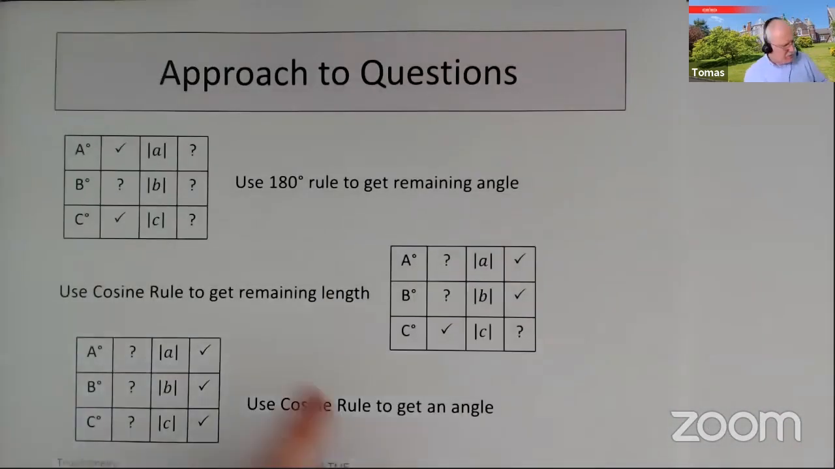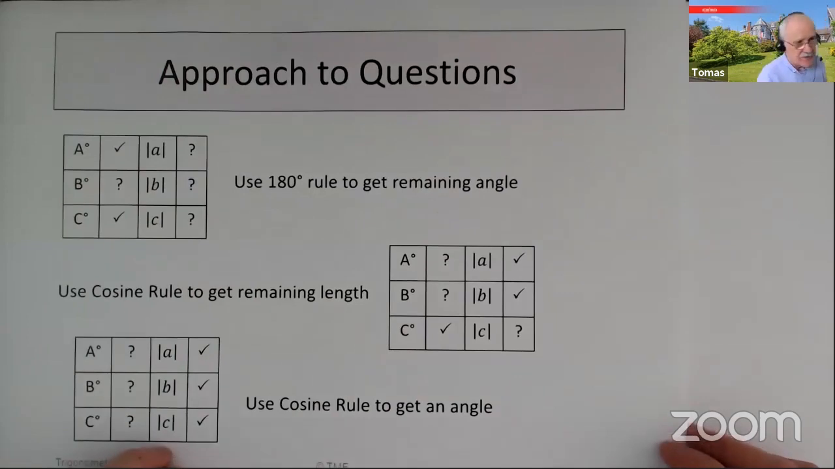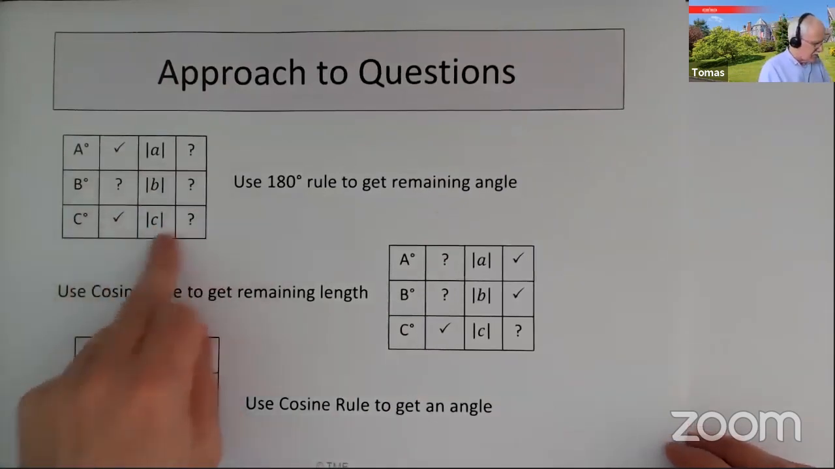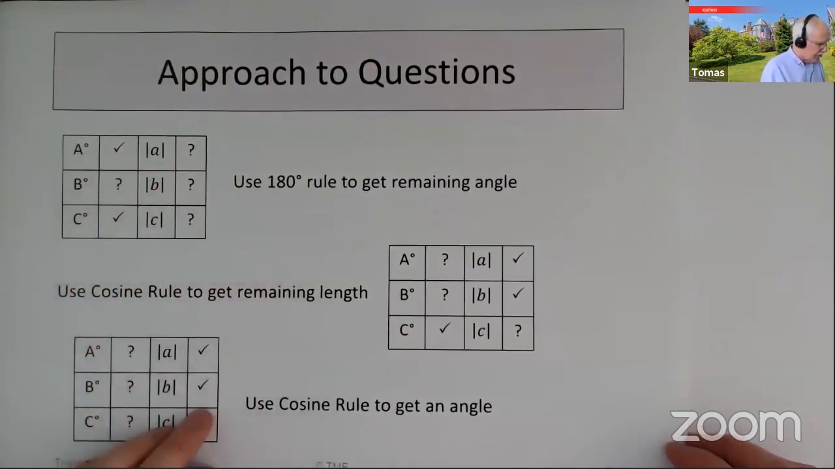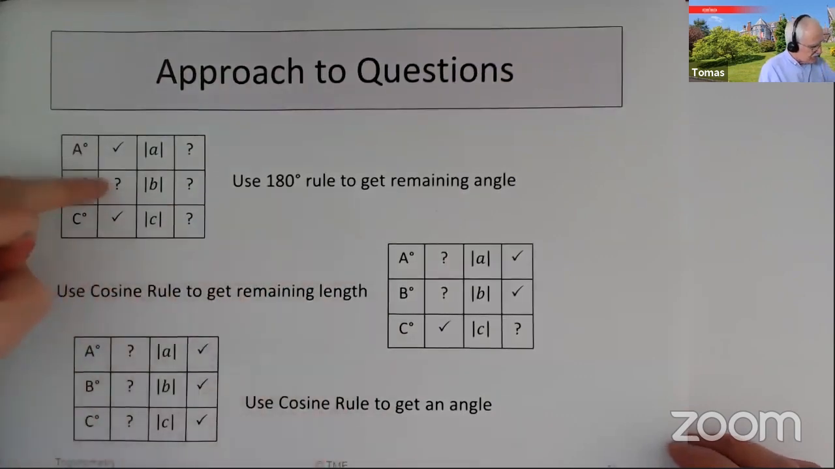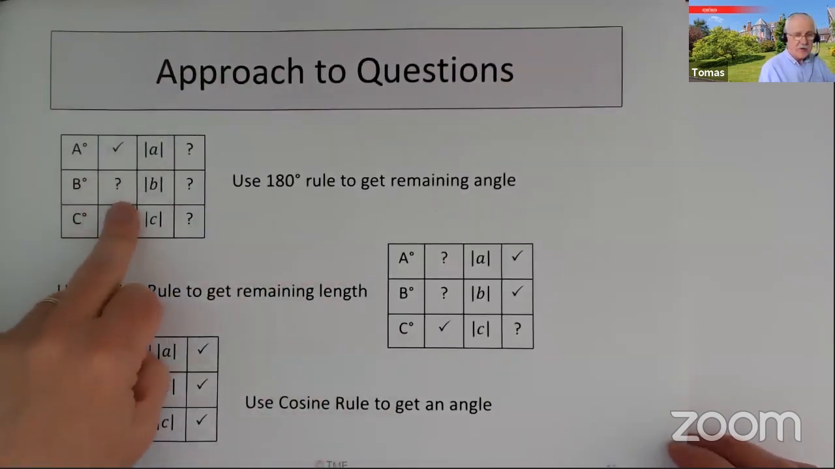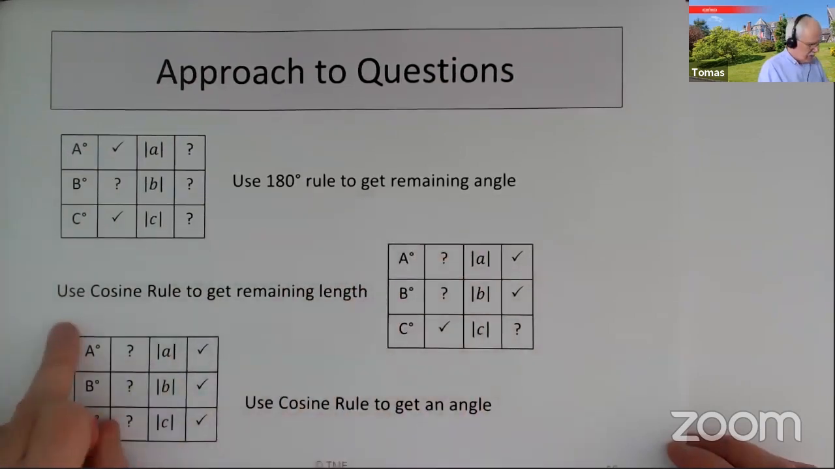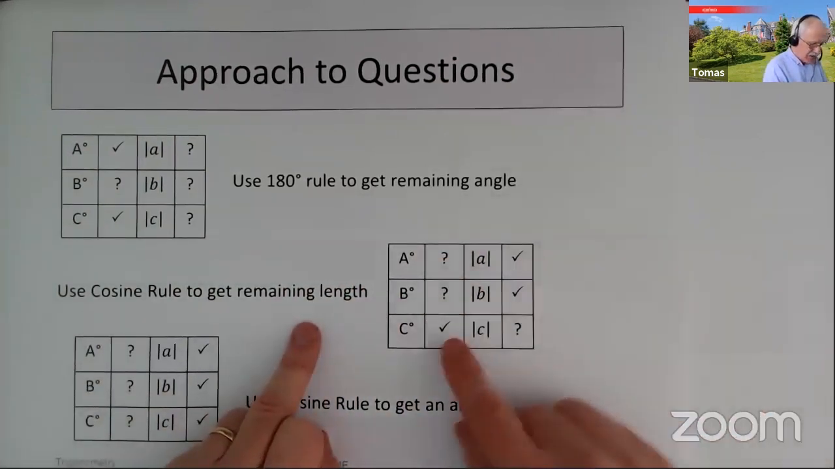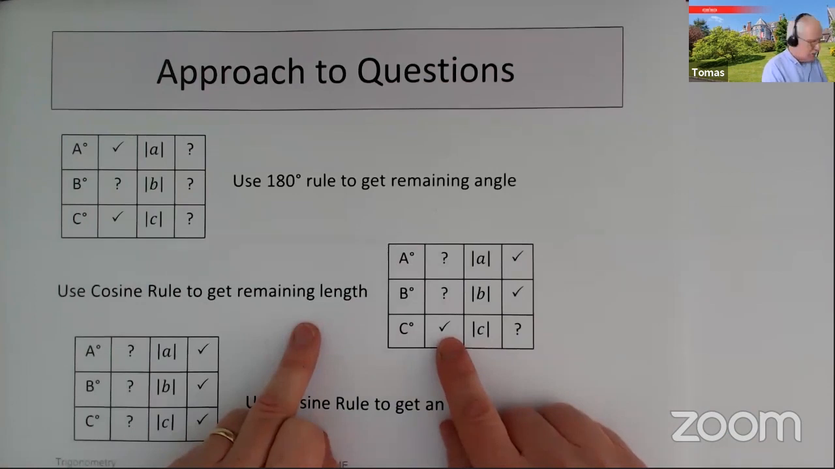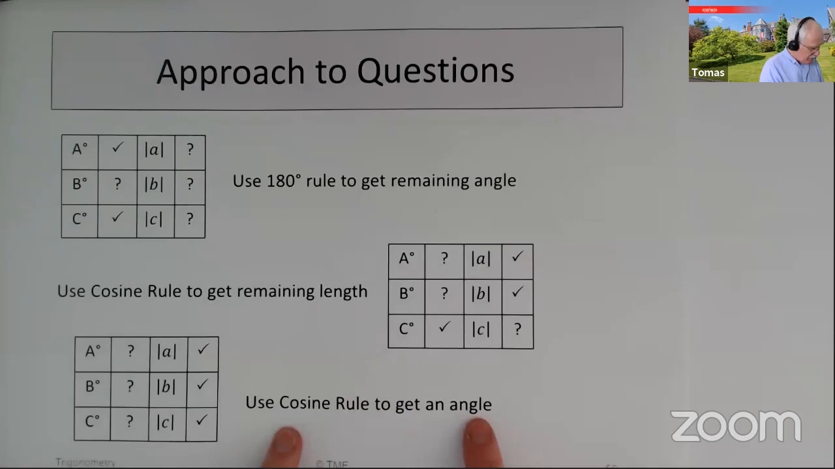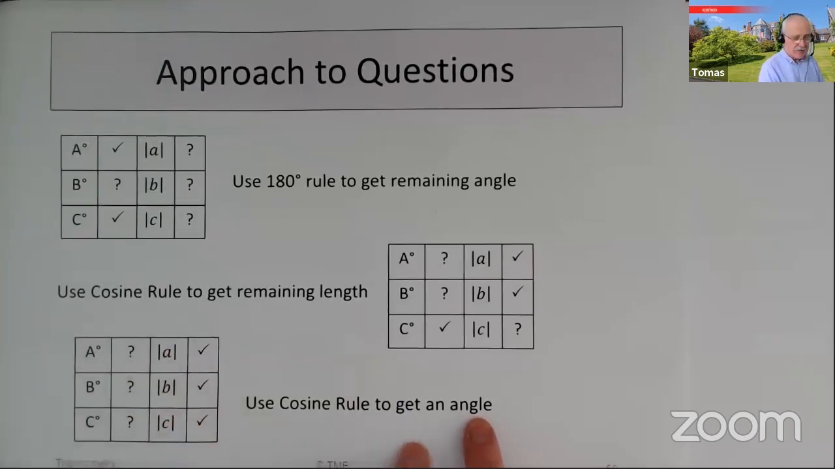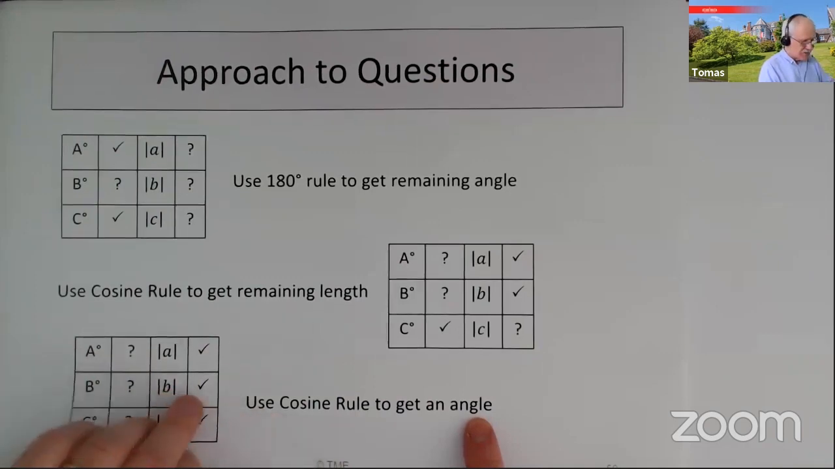So the approach to questions that are not right angle triangles is, you've been given some bits and you have to find the others. If you're given two angles and you're looking for the third, you use the 180 rule. If you're given two sides and the angle in between, you use the cosine rule. If you're given the three sides but no angle, you can use it to get one of the angles because you know all the sides.